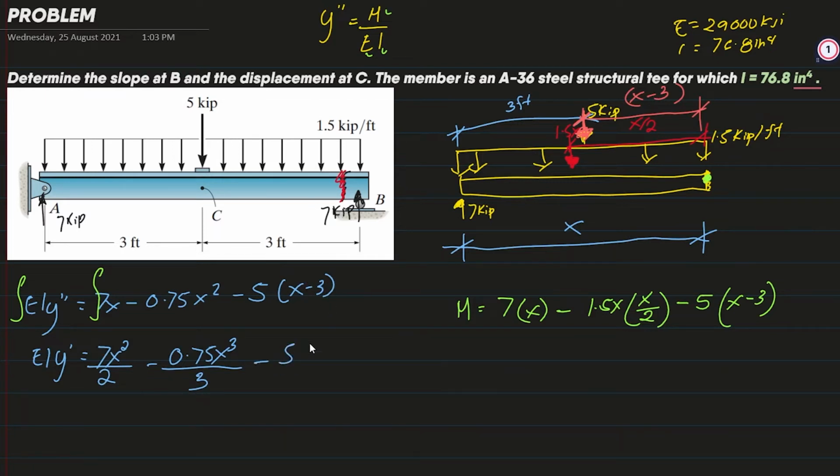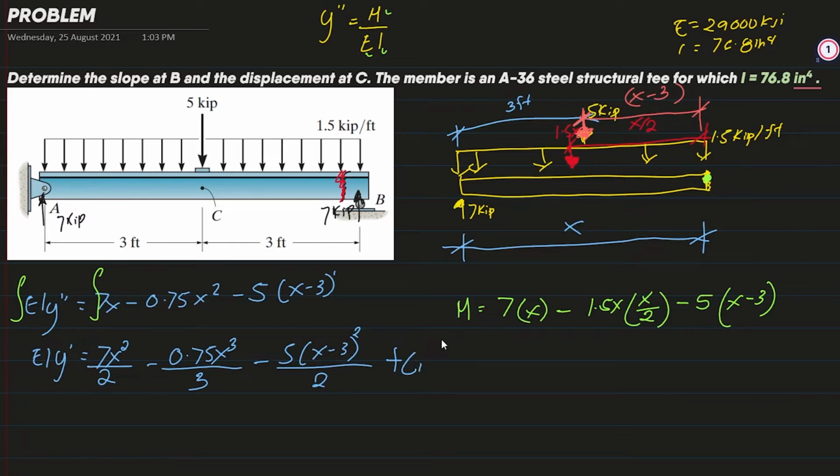Itong x minus 3 natin, treat that as like a single x. Parang buo siya na x. So, itong x minus 3, ang exponent niya dito is 1, di ba? So, we just add plus 1, so magiging 2. Don't forget, ilagay natin sa denominator kung ano yung nilagay natin na exponent dito.